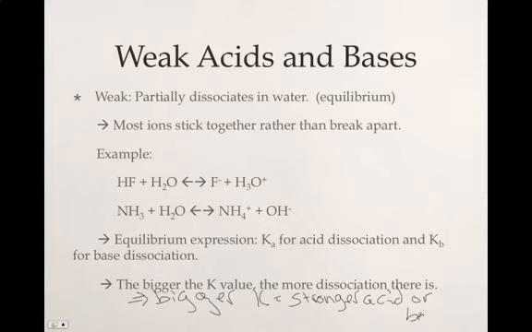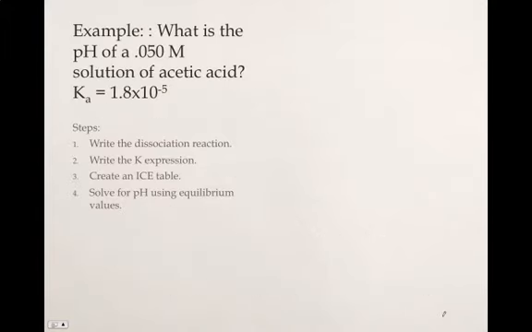Now, how do we find the pH or the pOH of a weak acid or a weak base? Well, let's start off with the pH of a weak acid example. So first thing we want to do is write the dissociation reaction. So we have here, what is the pH of a 0.05 molar solution of acetic acid with a Ka value of 1.8 times 10 to the negative fifth?